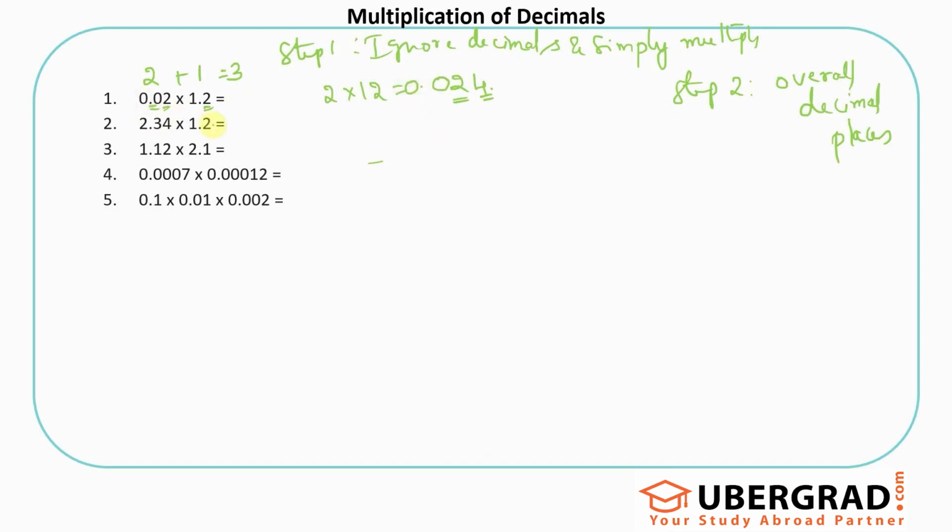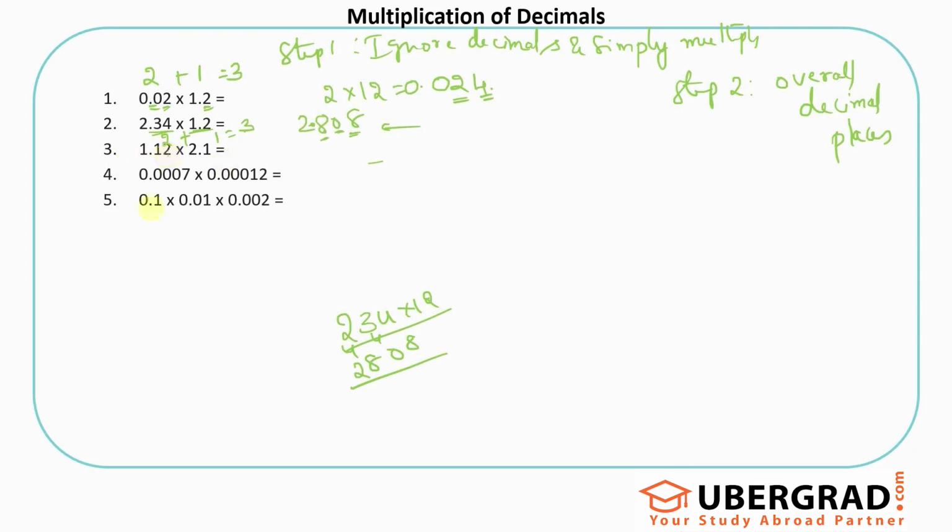So what is 2.34 into 1.2? Forget about everything. Do 234 into 12 first. 12 4s are 48, 12 3s are 36 plus 4 is 40, 12 2s are 24 plus 4. Now I get 2808. Now how many decimal places are there here? 2. And how many decimal places are here? 1. So 2 plus 1 is 3. I should have 3 decimal places. Come from the right: 1, 2 and 3. The answer will be 2.808.